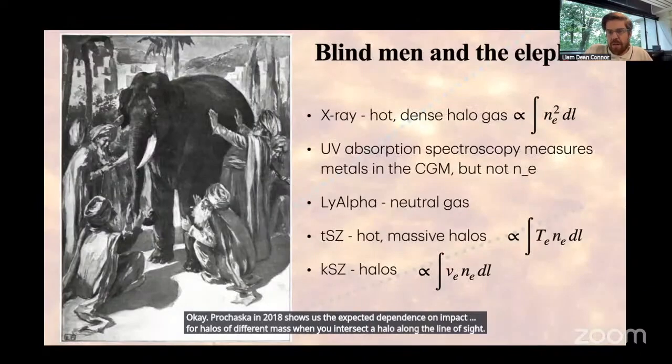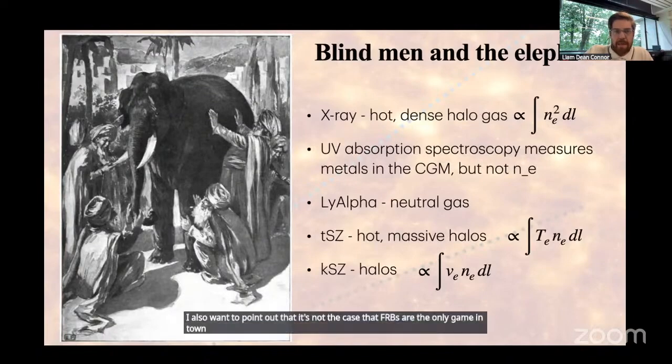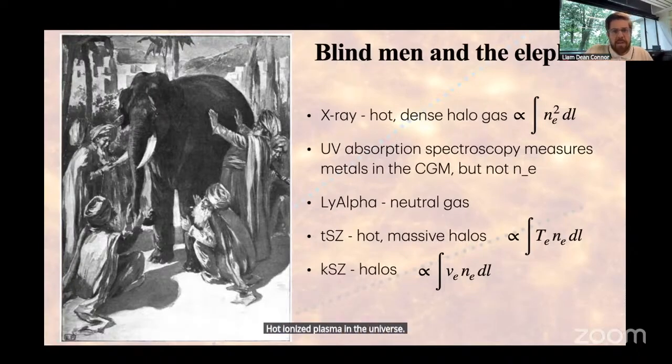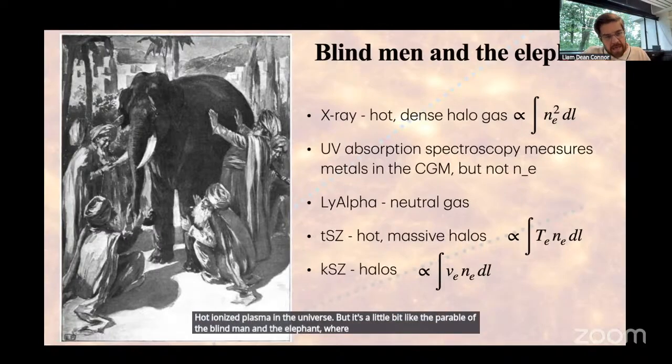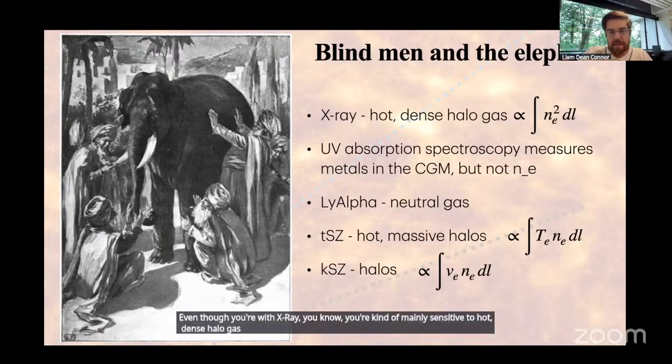I also want to point out that it's not the case that FRBs are the only game in town, far from it. There are all these other methods that are much older than fast radio bursts that allow us to go after the hot ionized plasma in the universe. But it's a little bit like the parable of the blind man and the elephant, where one is feeling the tail and one is grabbing the leg and one is feeling the tusk, and you're trying to make sense of the whole elephant. Even with X-ray, you're mainly sensitive to hot, dense halo gas because of this n_e squared dependence.